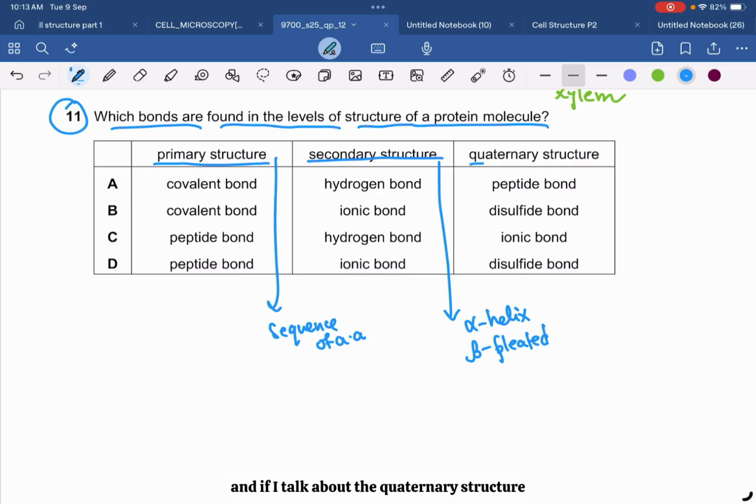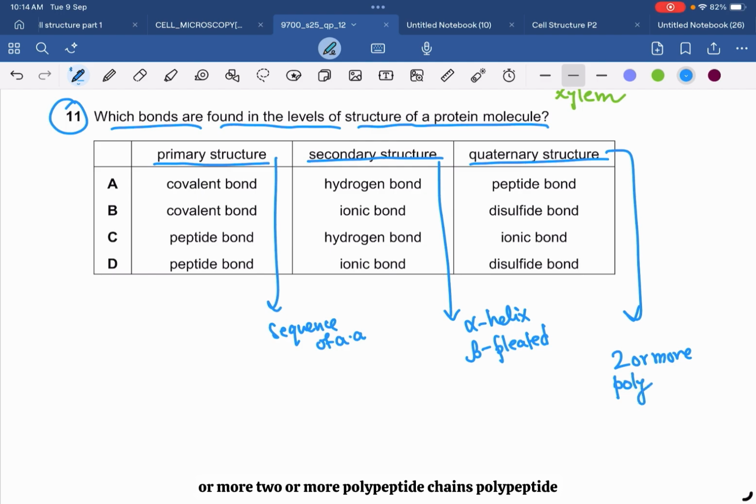And if I talk about the quaternary structure of the hemoglobin, the quaternary structure of the hemoglobin is the interaction between two or more polypeptide chains. Now they are basically asking us majorly about the bonds that are involved in all of these three structures.